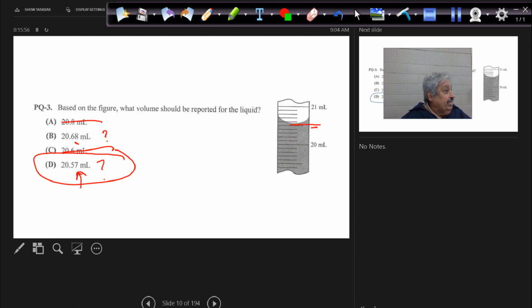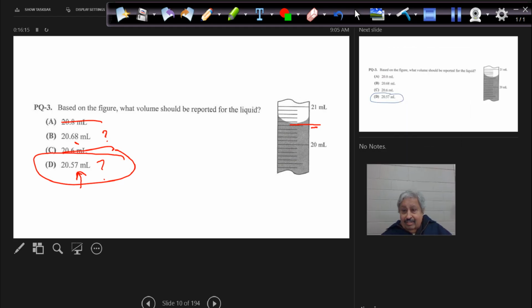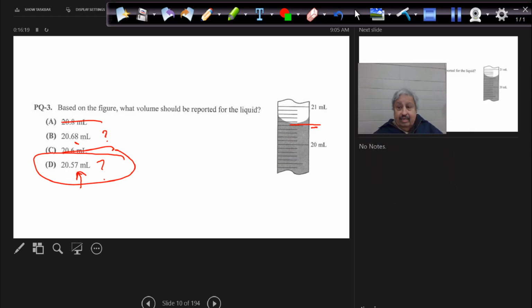Do I do anything? No, I just eliminate anything that is not recorded properly. We have to record 2 digits after the decimal. Anytime I have 1 decimal after this, it is not correct. This is not a graduated cylinder. Let's see if we have it correct. Do we have it correct? Yes. Okay, guys, the answer is correct.